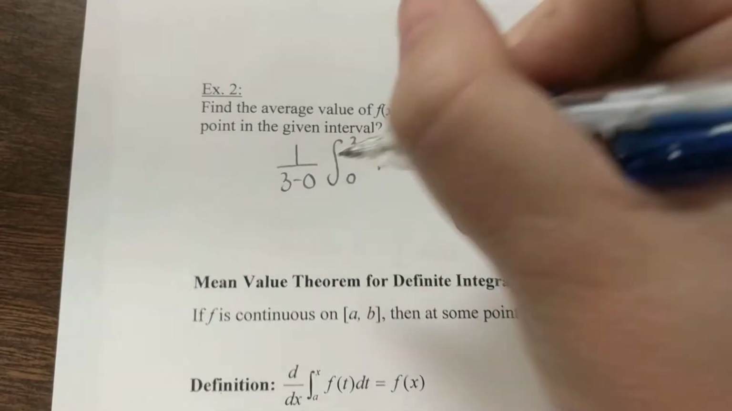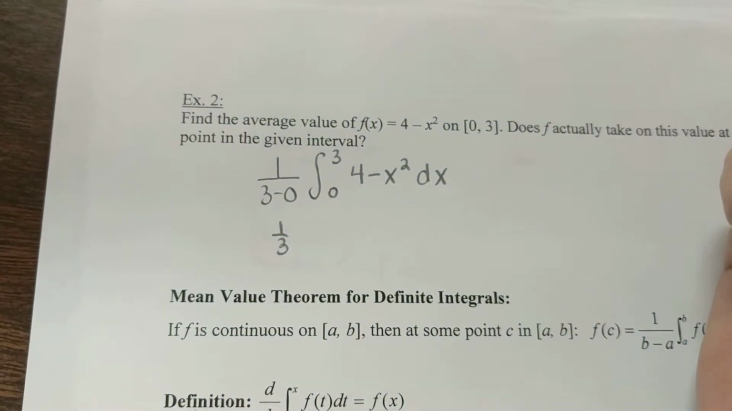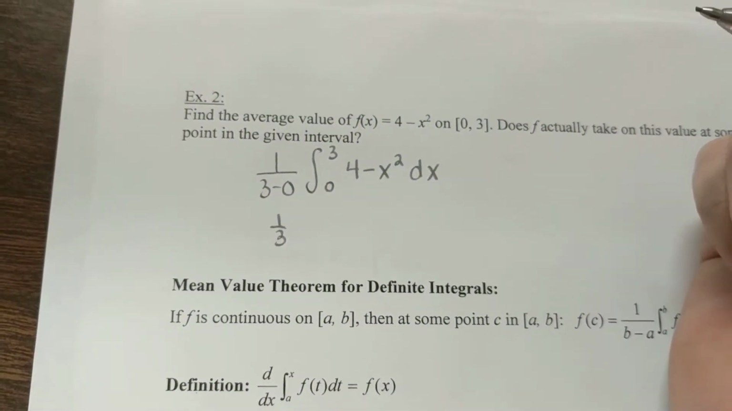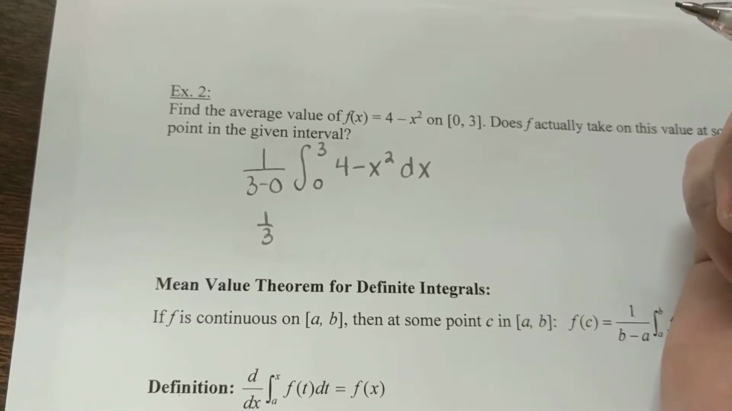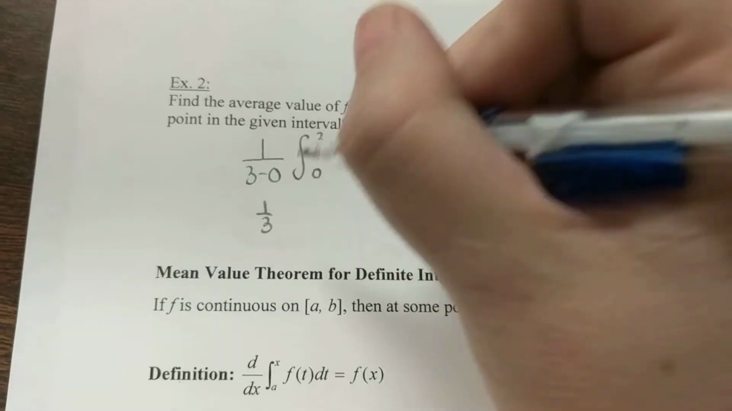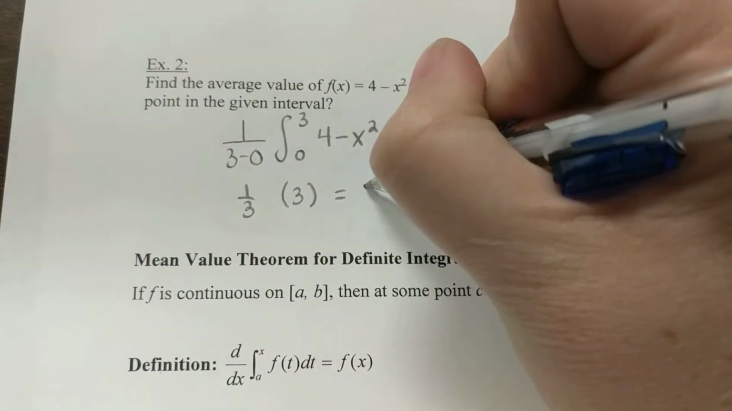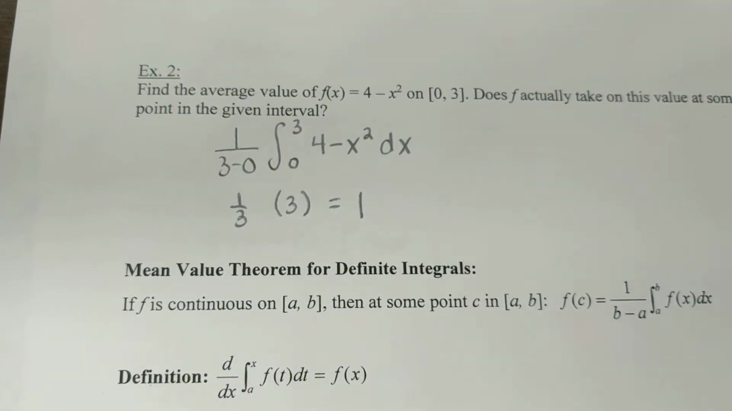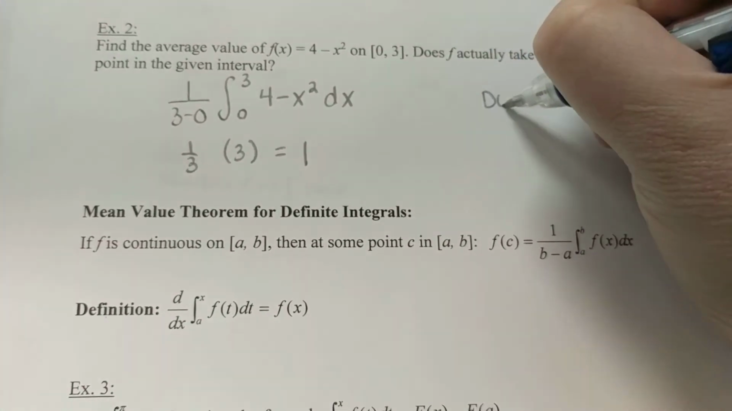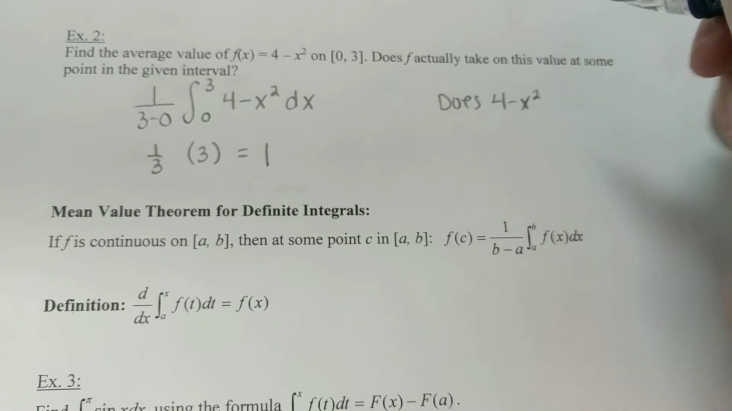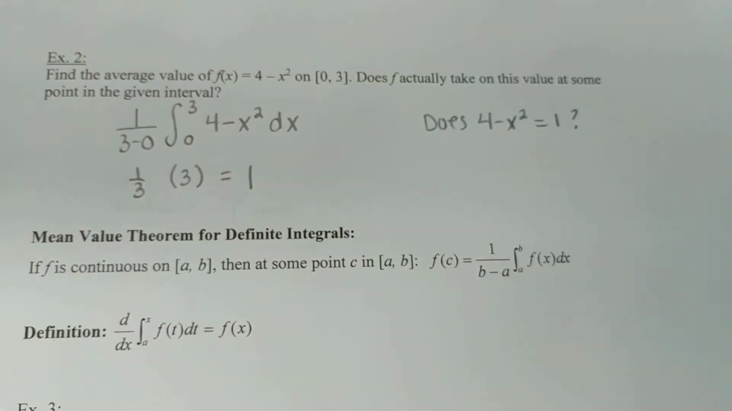So we've got 1/3 times this integral. Go ahead and plug it into your calculator, do fn int. When we do fn int from 0 to 3 of 4 minus x squared dx, you get 3. So 1/3 of 3 is 1. So the average value is 1. The second part of this question is they're asking, does 4 minus x squared actually equal 1 at some point in this interval from 0 to 3?